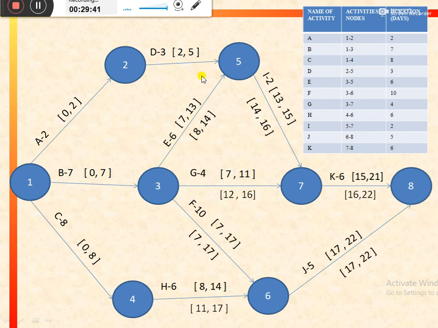Now comes the activity D. For activity D, the successor activity again is I, for which the latest start is 14. So latest finish for activity D would be equal to 14, and latest start would be 14 minus 3, that is equal to 11.